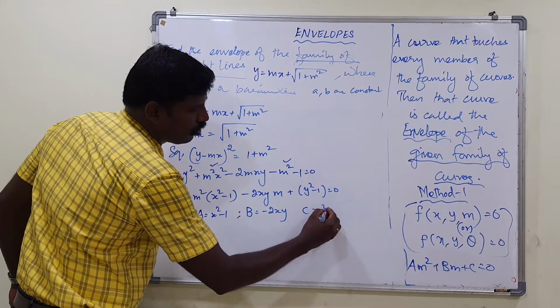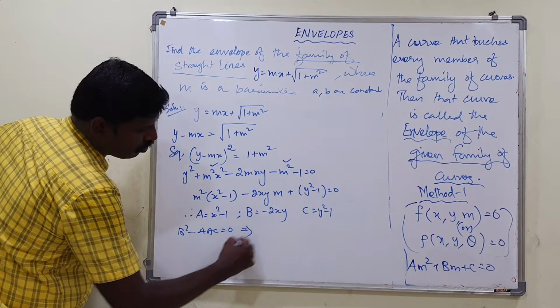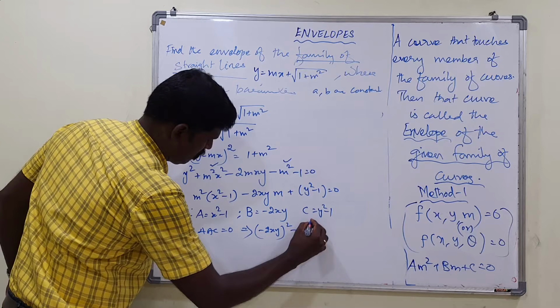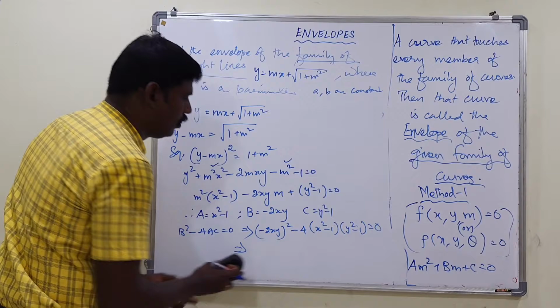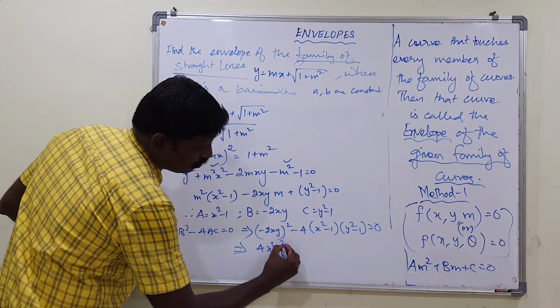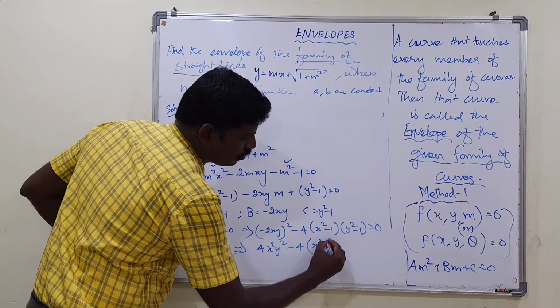So, go for finding the envelope by equating b square minus 4ac equal to 0. So, minus 2xy the whole square minus 4 into a, which is x square minus 1, into c, which is y square minus 1, equal to 0. Now I am going to expand and simplify it. So, 2 squared becomes 4 x square y square, minus 4 into multiplying these two terms, x square y square minus x square minus y square plus 1, equal to 0.